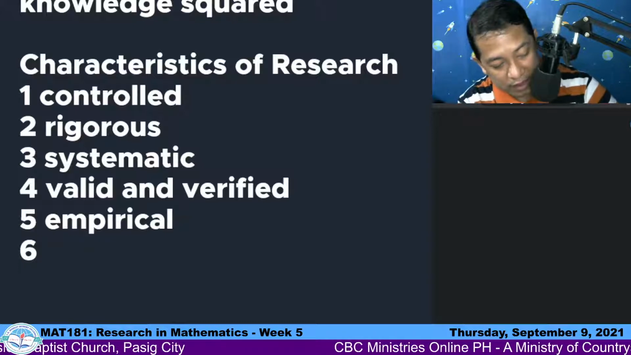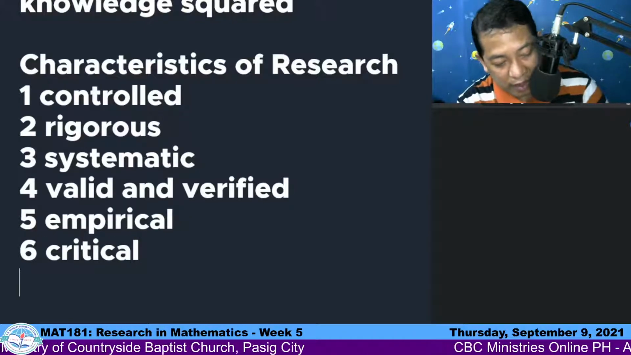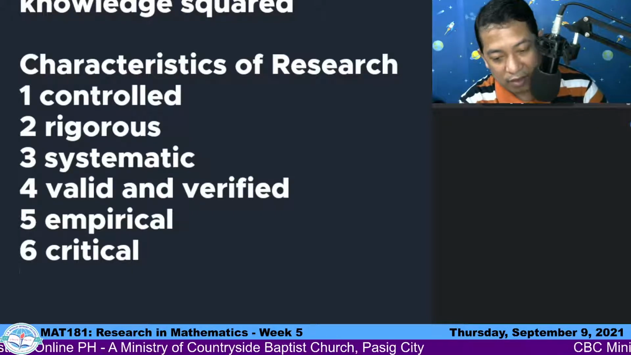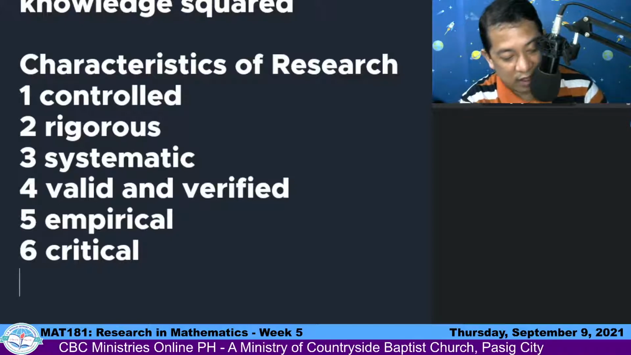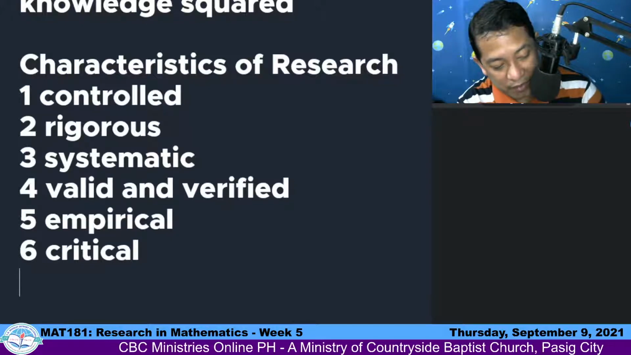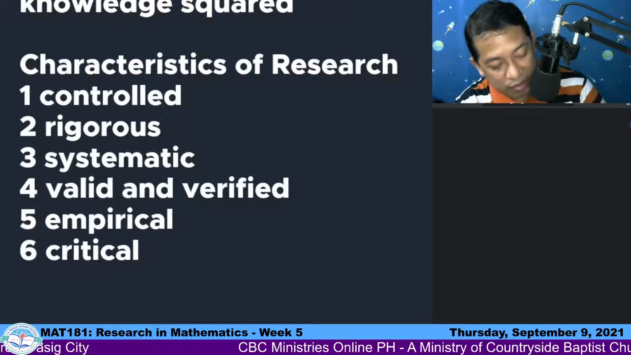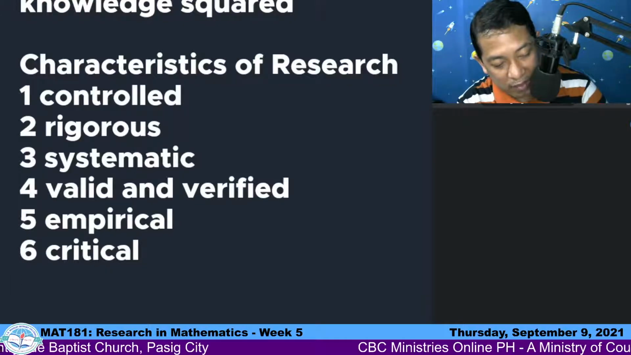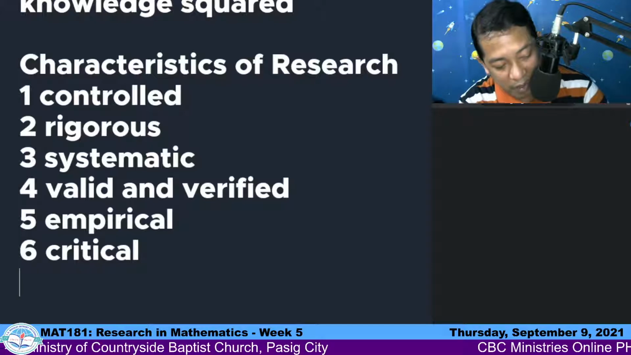Alright, number 6, it must be critical. Okay, what do you mean by critical? It's not something that will draw the researcher close to death. No, it's not the critical sense, but this is an investigation that is free from any drawbacks. And the process and the procedures used must be able to withstand critical scrutiny or the difficult and uncontrolled situation the research may face.